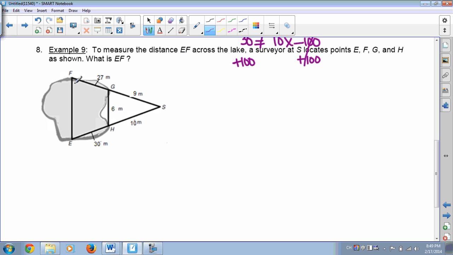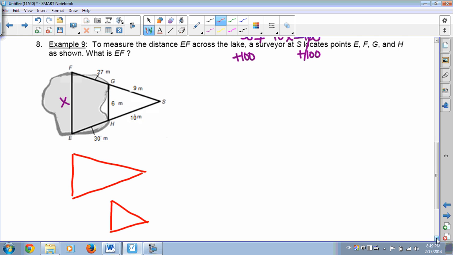To measure the distance between E and F across the lake, so this is a lake back here, a surveyor at point S, so a guy is standing right here surveying, locates points E, F, G, and H as shown. So he's located all these points around the lake. What is EF? So this is asking us what is the distance across the lake from E to F. In order to better understand this problem, what I would do is separate the triangles because it's easier to read and understand. So you have a giant triangle, and you actually have a smaller triangle located inside the giant triangle.